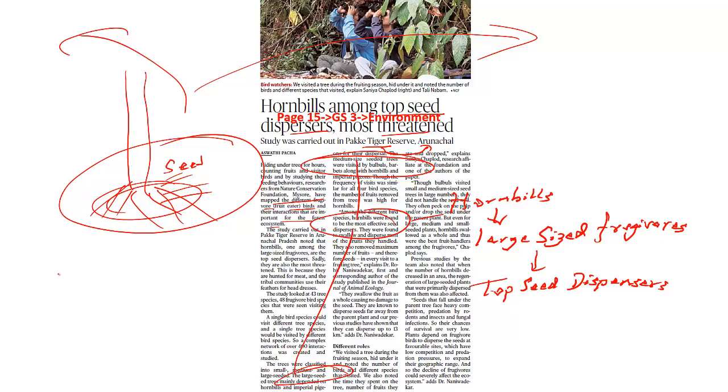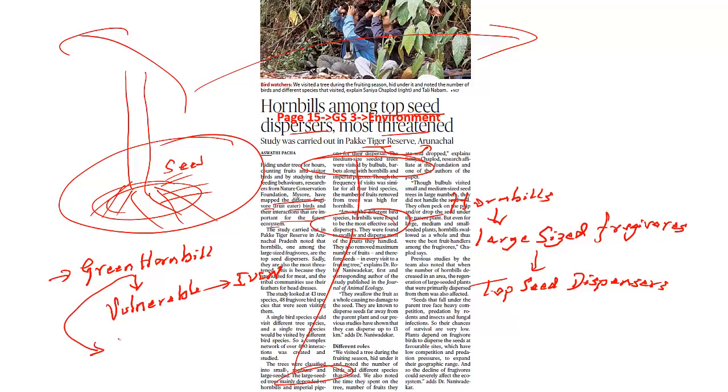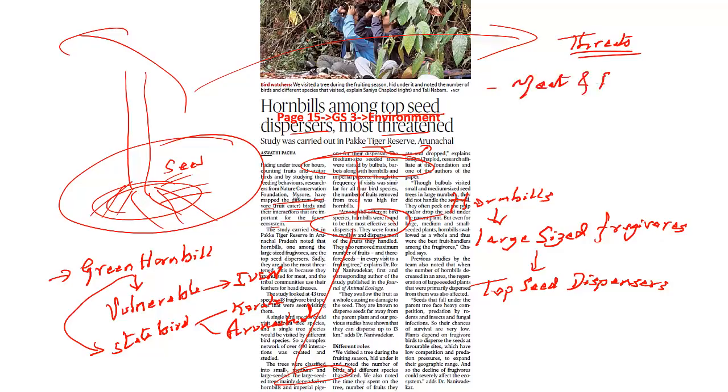Another key important point from the prelims perspective is about the green hornbill. The IUCN status of green hornbill is vulnerable. The great hornbill is also the state bird of Kerala as well as Arunachal Pradesh. This article further speaks about certain threats that have been faced by the hornbills. The hornbills are hunted for their meat, and the flesh of these birds is said to have some medicinal value.